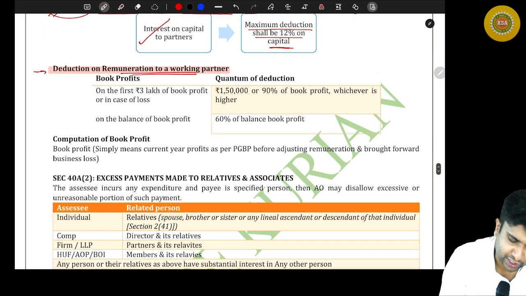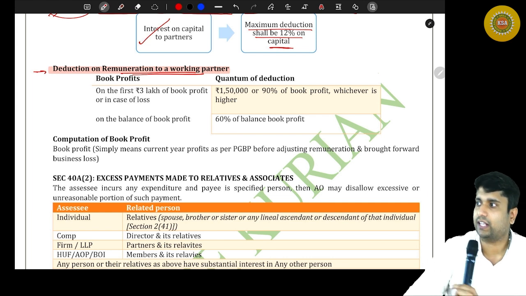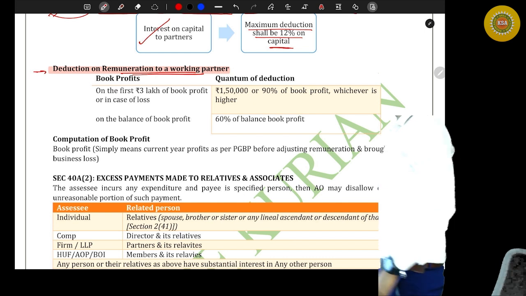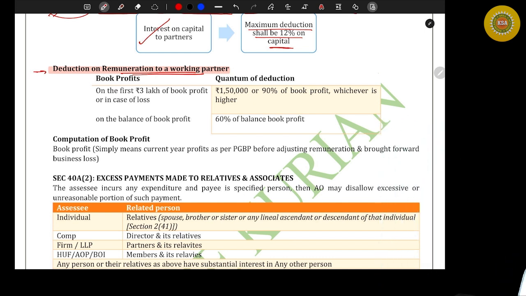Deduction on remuneration to working partner. What do you mean by remuneration to working partner? Keep quiet. What do you mean by remuneration to working partner? Come again?